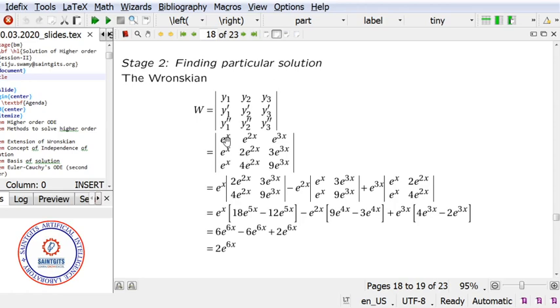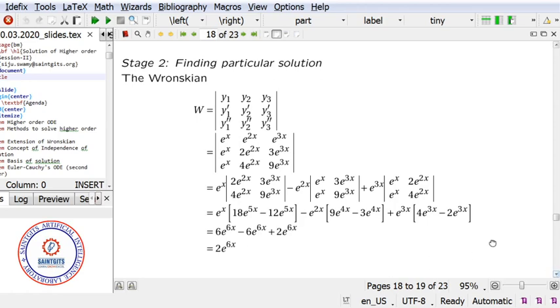So e^x into the subdeterminant which does not contain the column of e^x and the row of e^x. So this is a submatrix, and we expand this. So we get 6e^6x minus 6e^6x plus 2e^6x. These terms get cancelled. We got 0. So the corresponding value is 2e^6x. We have already seen this Wronskian.